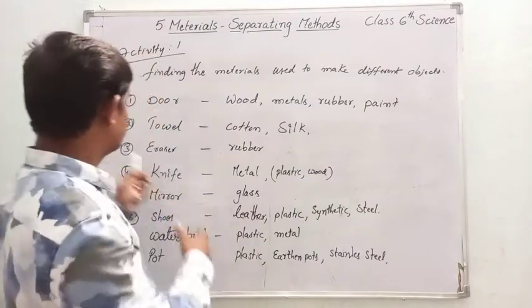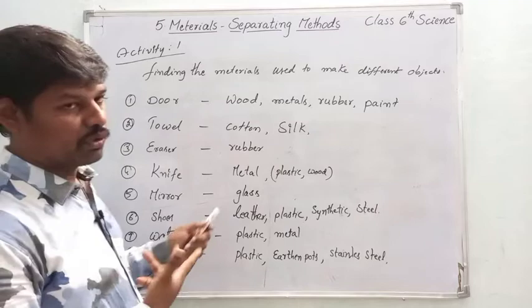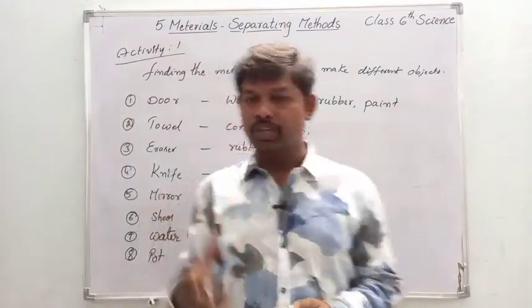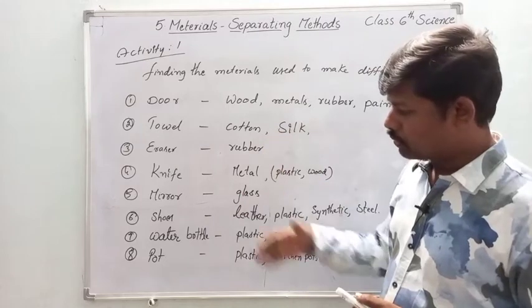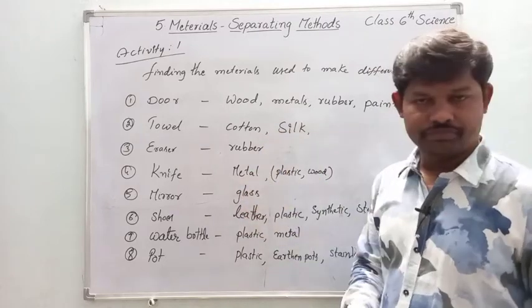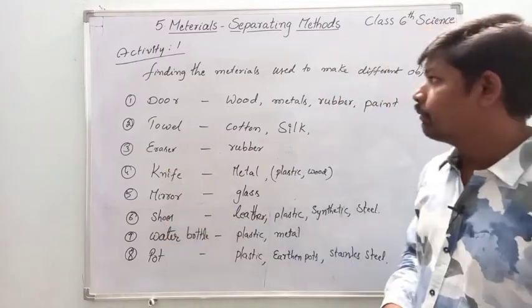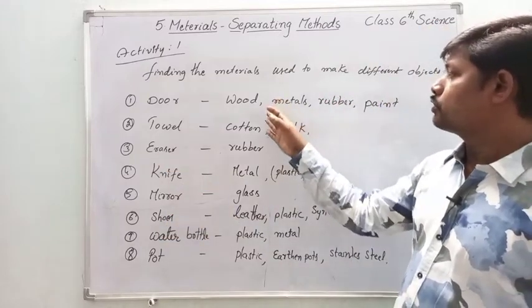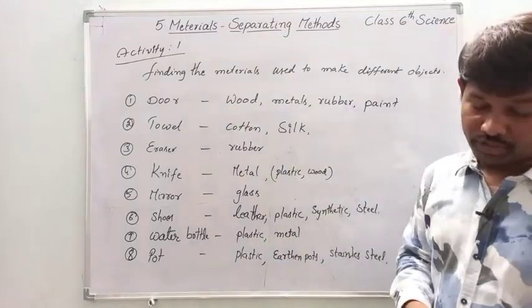So these are the different objects given here. You can add some more objects and which material is used. You can also elaborate this list, add some more objects, and which materials are used to make these objects. So from this we have some questions.